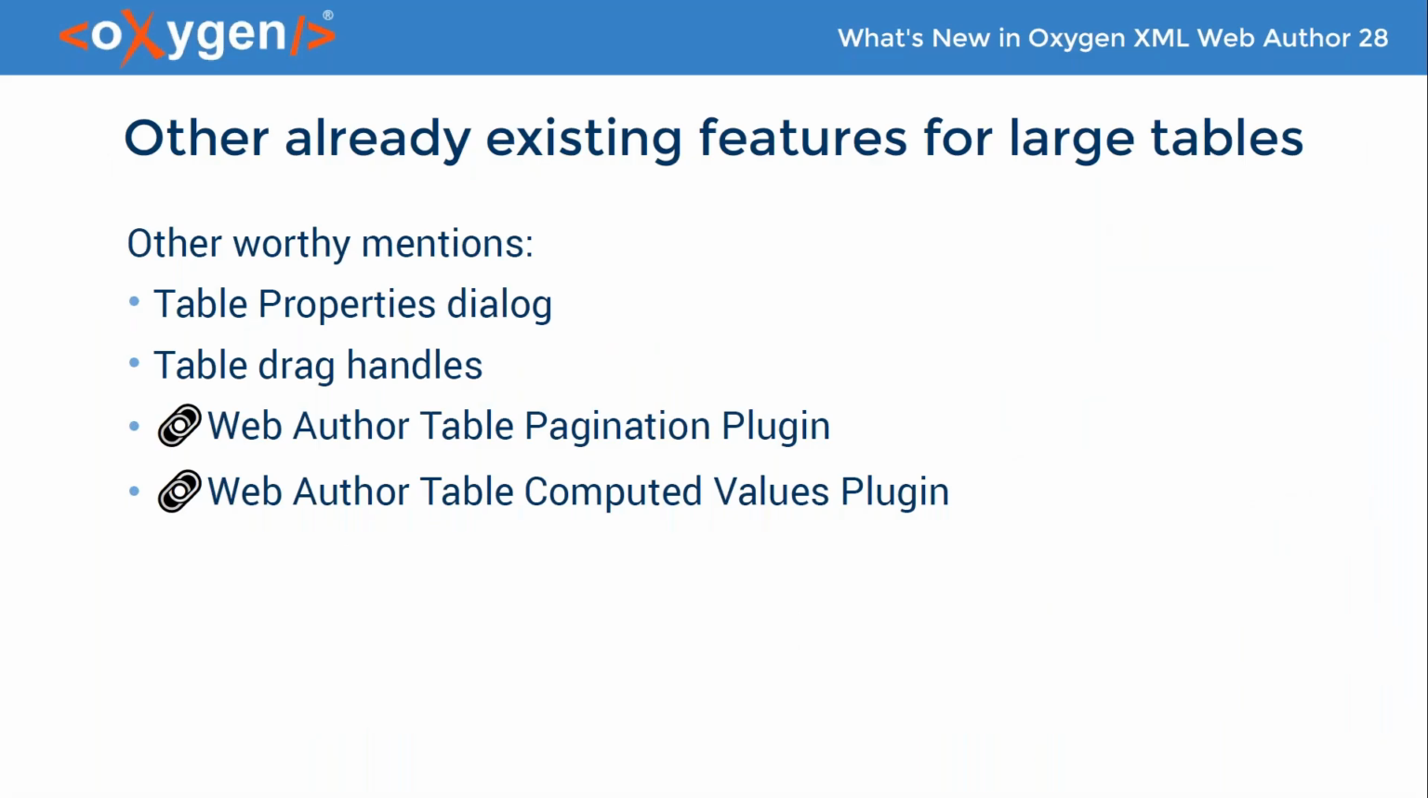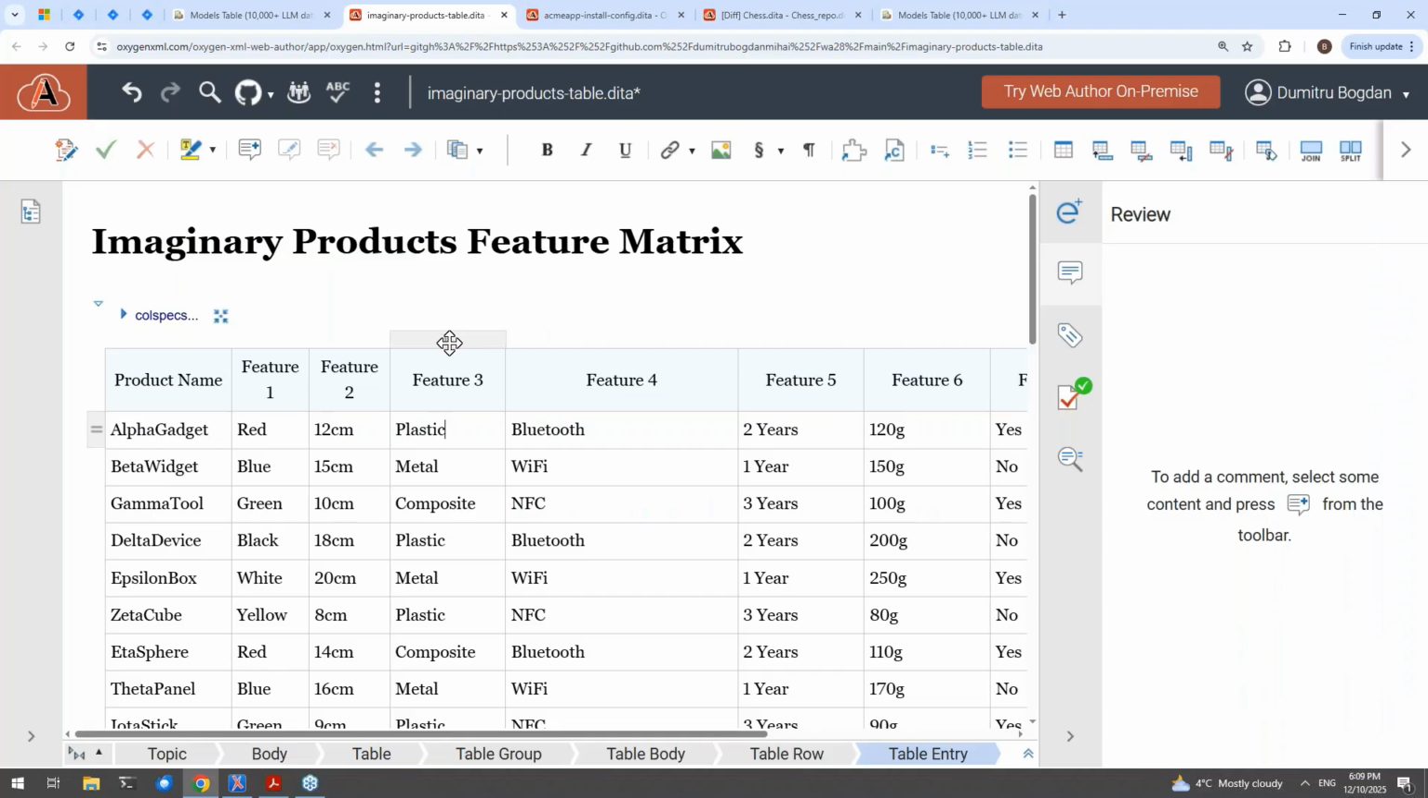Besides those two features, I want to tell you that there are already other existing features that help you with large tables. I want to mention the table properties dialog, where you can configure the alignment for some rows or columns or the separators between them. The table drag handles help you move columns or rows. I can show you this. This is a drag handle. You can click it and move this column here.